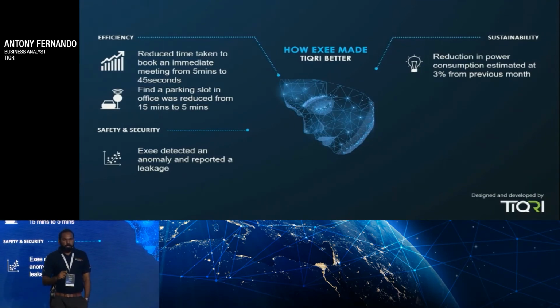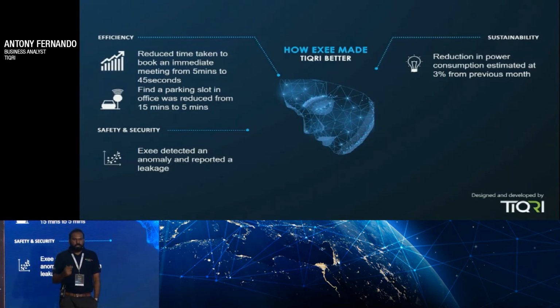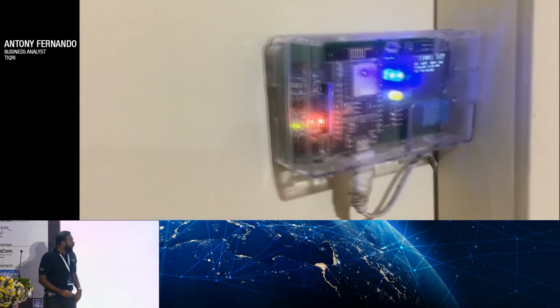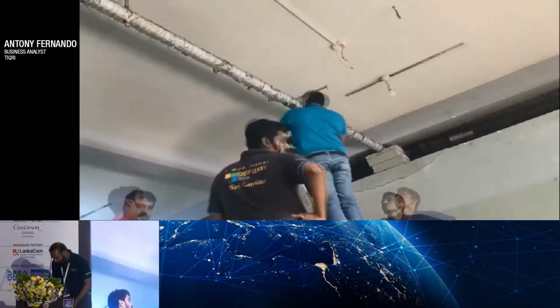Last week, there were 2 instances where there was a leakage, and XC was able to promptly tell us there is abnormal water usage. You should check it out. So this is how we've actually implemented it.